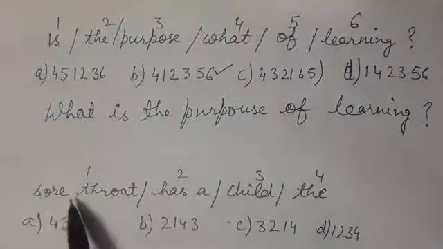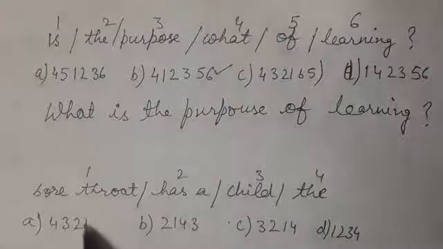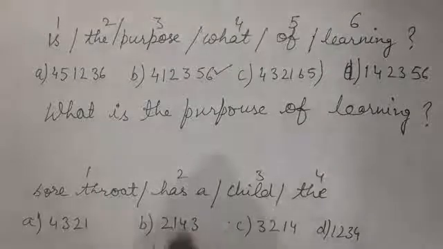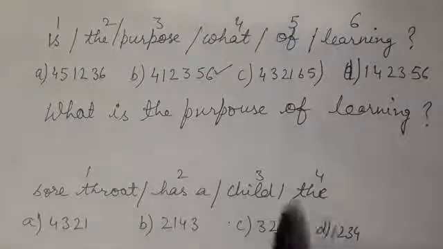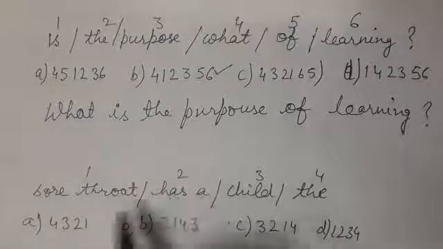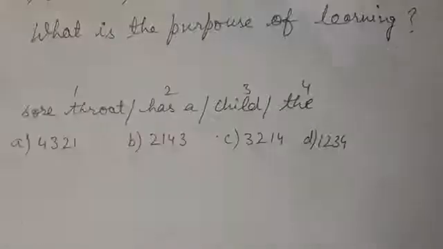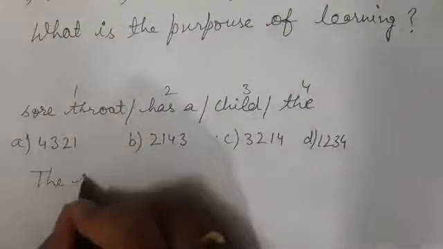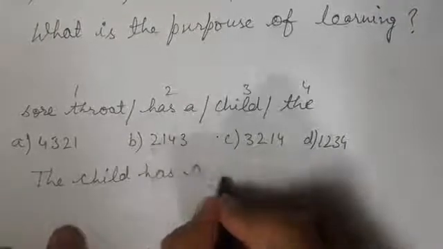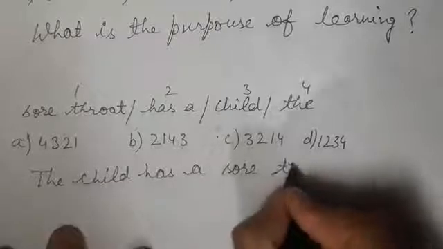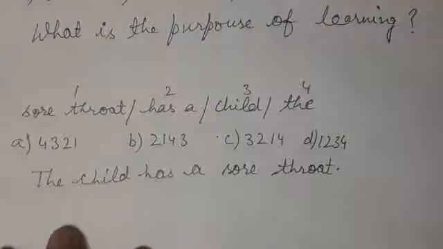Now the next one: sore throat, has, a, child, the. Again we will recheck from the options A, B, C, D. We have to check all the options. First we will check the first one, 4, 3, 2, 1: the child has a sore throat. It is correct. Let's write the sentence for it: The child has a sore throat, and a full stop will come.